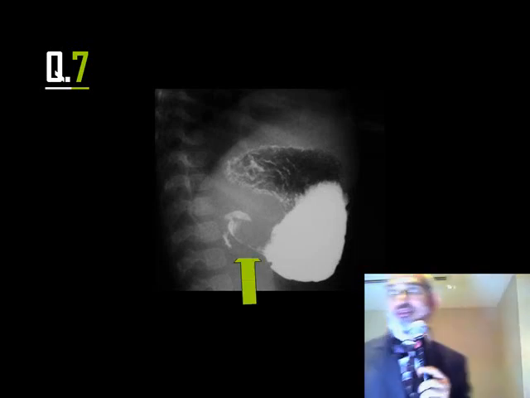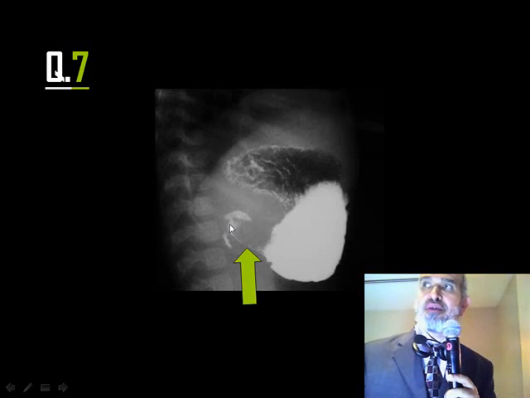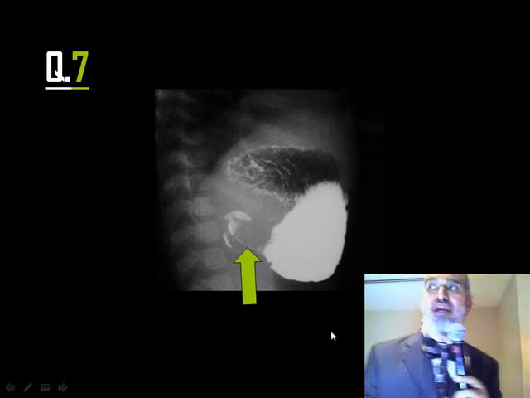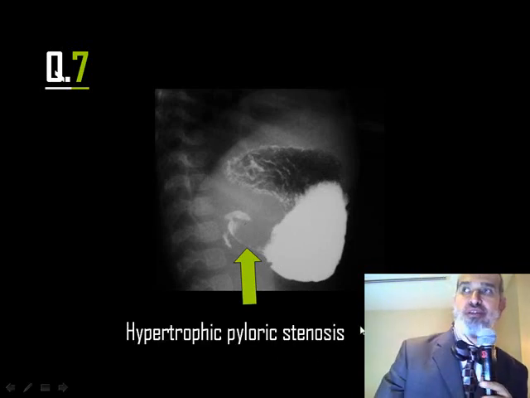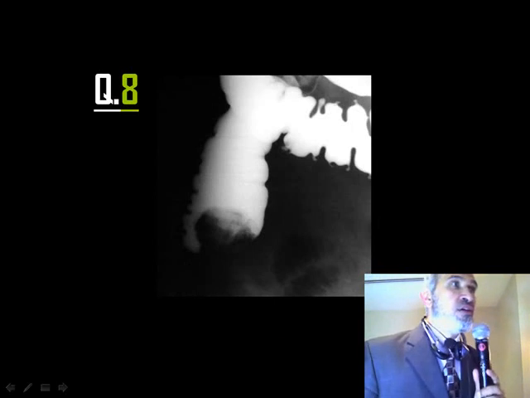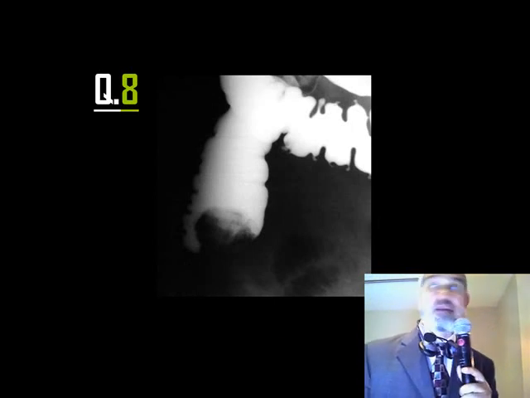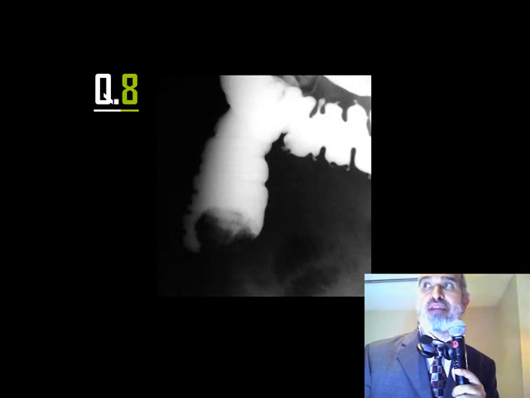Hypertrophic pyloric stenosis, yes. This is the stomach, which is dilated, the pyloric canal is narrowed, and the duodenal cap is opacified. This is hypertrophic pyloric stenosis. What do you think about that? Filling defect where? In the cecum. What do you think about it? Cancer. Yes, this is a cecal malignancy.